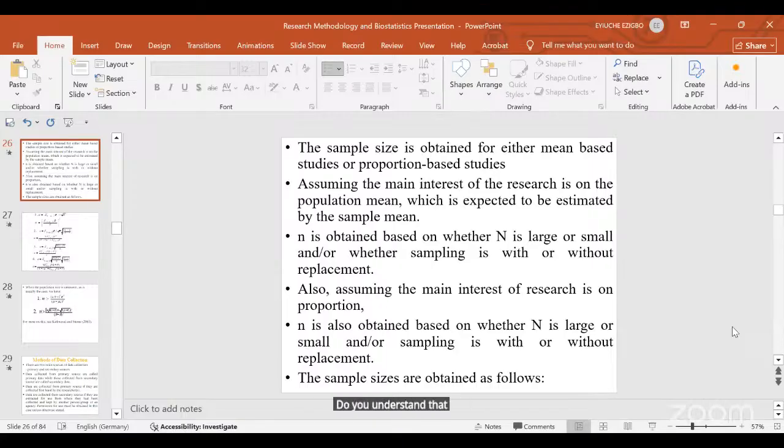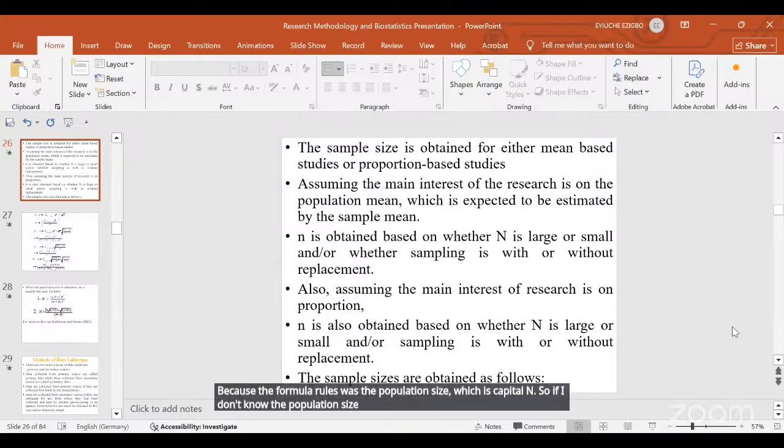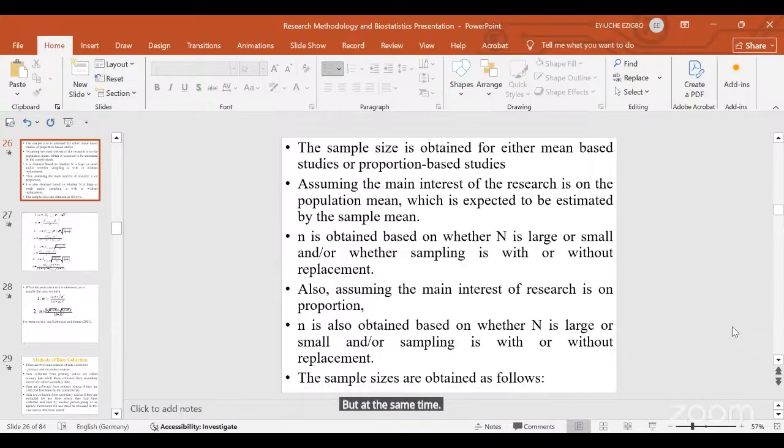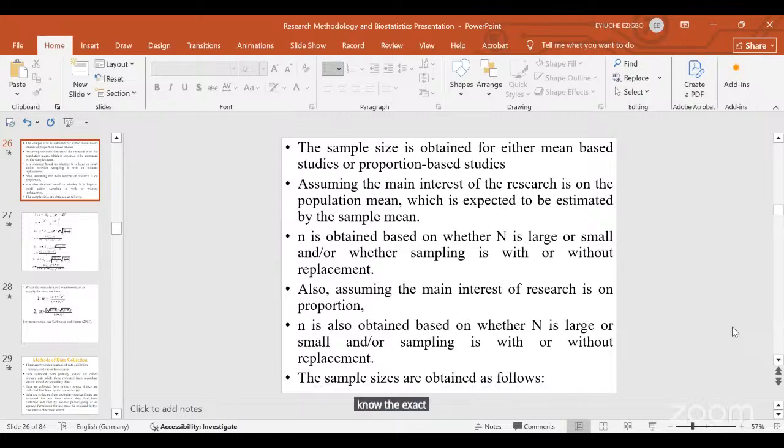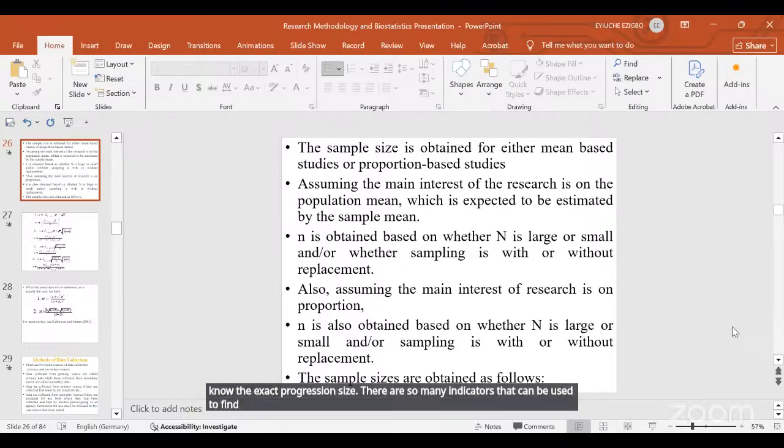Because the formula includes what? The population size, which is capital N. So if I don't know the population size, then it becomes difficult for me to use the Yamane formula. But before somebody begins to ask a question, if I want to use the Yamane formula and I don't know the population size, what do I do? I had explained that before: one can estimate the population size for a particular research, even when you don't know the exact population size. There are so many indicators that can be used to find an estimated population size.